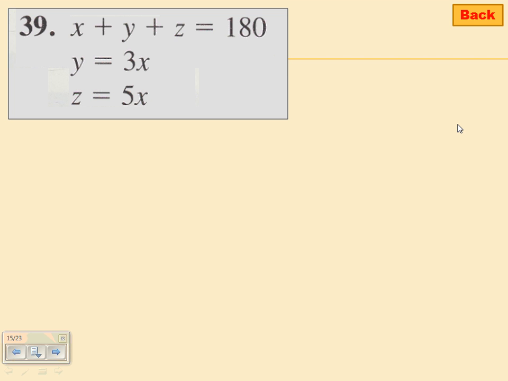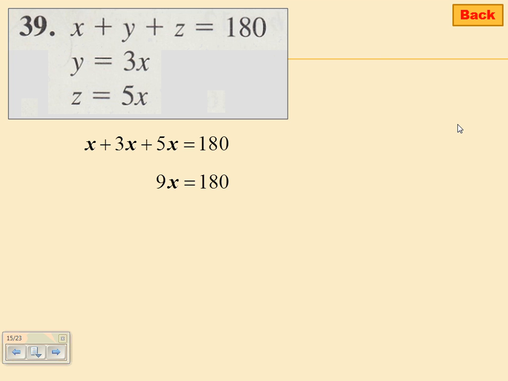For 39, a lot of people get intimidated just because you have 3 equations instead of just 2. But the way you solve number 39 is just like what we did before. You want to do substitution. It's pretty basic. The first thing I did is plug in 3x for y, because y equals 3x. And for the bottom equation, z equals 5x, I'm going to plug in that 5x for z. If I plug it in, I then get x plus 3x plus 5x equals 180. I then simplify that to get 9x equals 180.